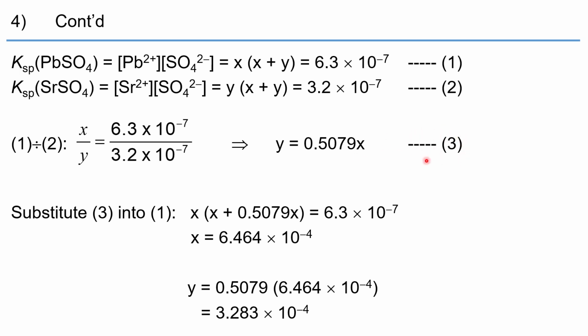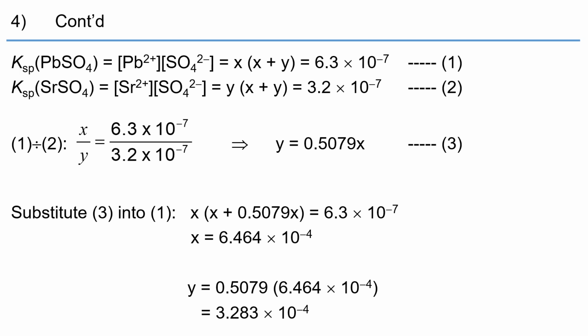I can now substitute 3 into 1 or 2, up to you. In my case, I choose to substitute into the first equation. When I solve my algebraic terms carefully, I will realize that my x value is 6.464 times 10 to the power of minus 4. With this value, I can substitute into the second equation, or into the third equation. In this case, I work out my y value to be 3.283 times 10 to the minus 4.